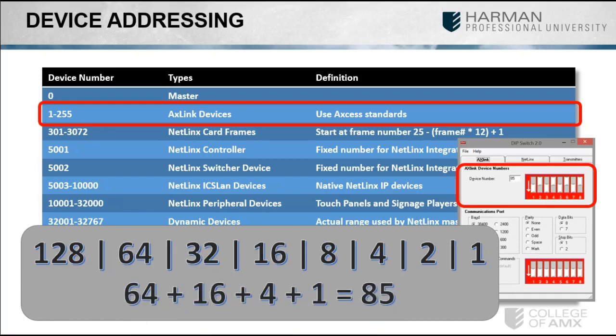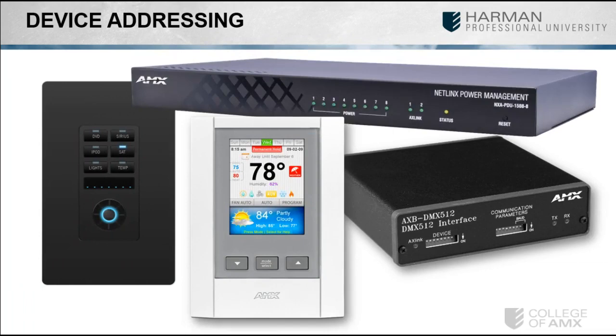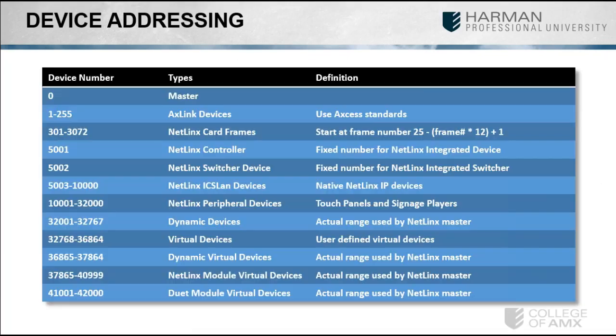One important note about AxLink devices is that each device attached to a single master must have a unique device number, i.e., you could only ever have one device 85 on a single NetLinx master. Consequently, there can never be more than 255 AxLink devices connected to one master. Here are some examples of devices which use AxLink: AXB DMX512, ENV VST, MET6N keypad, and the AMX PDU.